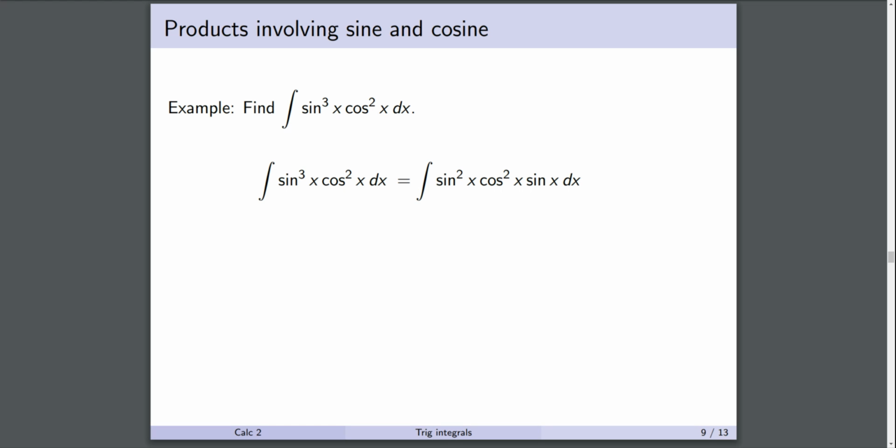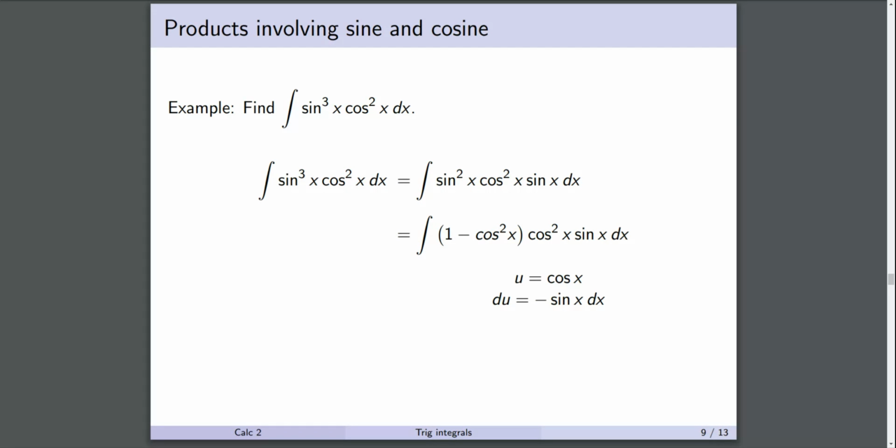The next step is familiar. We're going to use a Pythagorean identity, and we want to use it on sine squared. So I replace sine squared x with 1 minus cosine squared. Now we've set up the following u substitution.